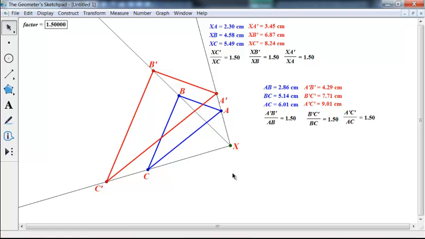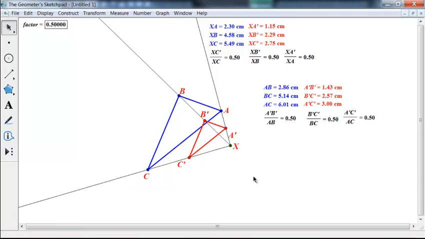But if the factor is anything else, we're going to get similar triangles. If the factor is larger than 1, then the image is bigger than the pre-image, and the points are in the order center, pre-image, image. In other words, the pre-image is between the image and the center. But look what happens if the factor is less than 1.